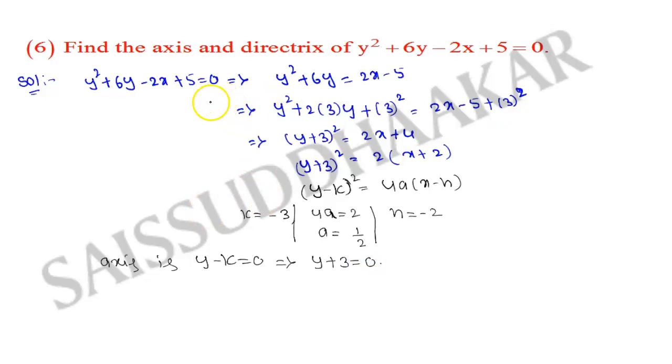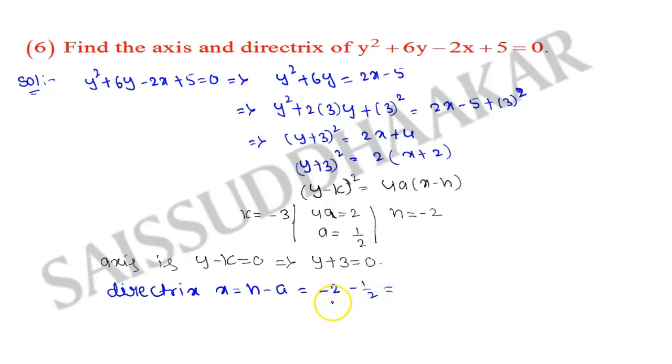Next, he is asking to find one more thing, that is the directrix. So I am writing the directrix also. The directrix of the parabola is x is equal to h minus a, or x minus h plus a is equal to 0. Here on the right side x minus h is there, for that we need to add a, or x is equal to h minus a. The h value we got is minus 2, and the a value is 1 by 2.